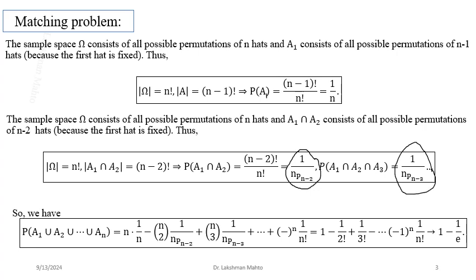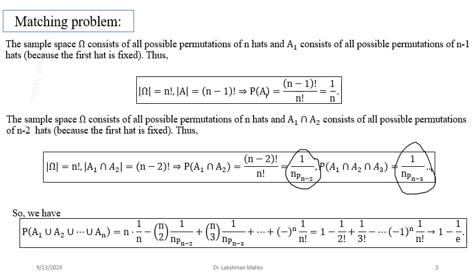So you put all these things together and simplify. After simplification, what are you getting? You get this probability: 1 minus 1 over factorial 2 plus 1 over factorial 3, and so on, up to factorial n. Can anyone see what it represents?